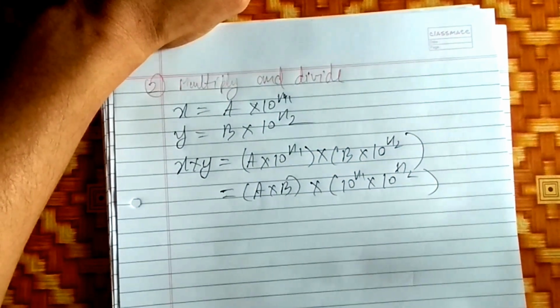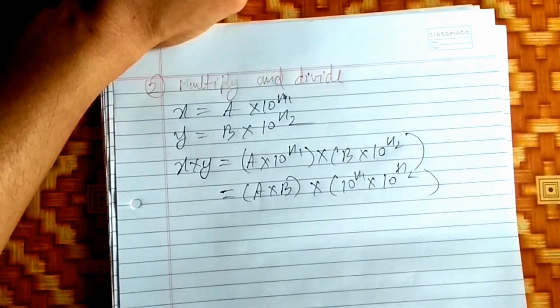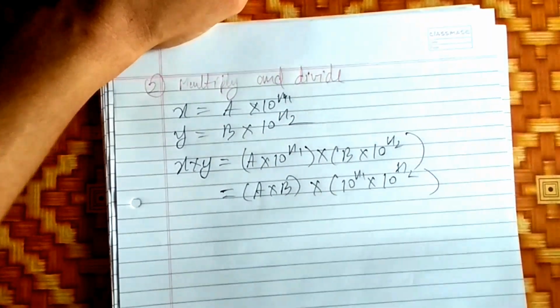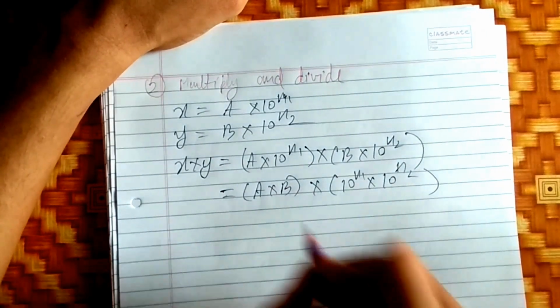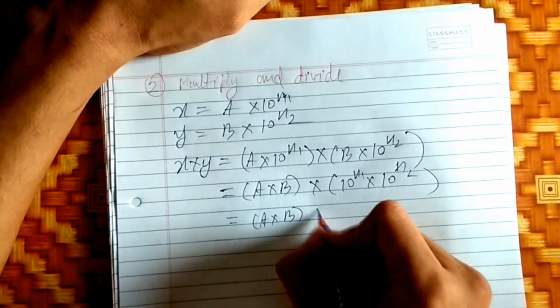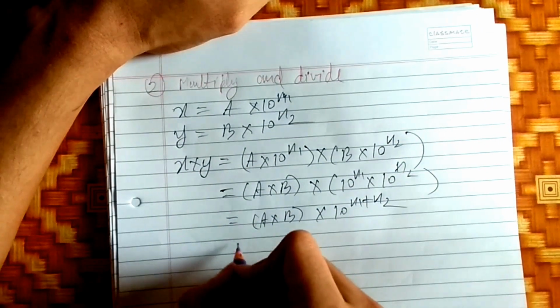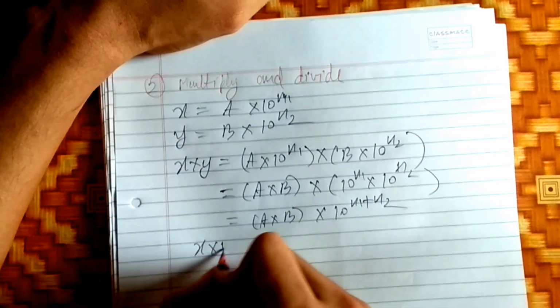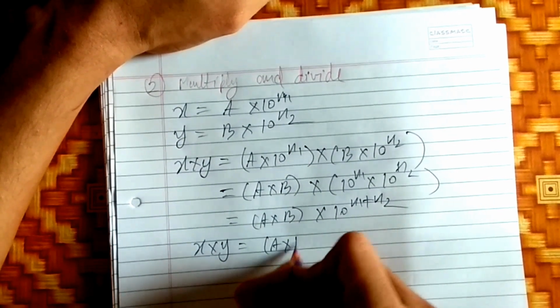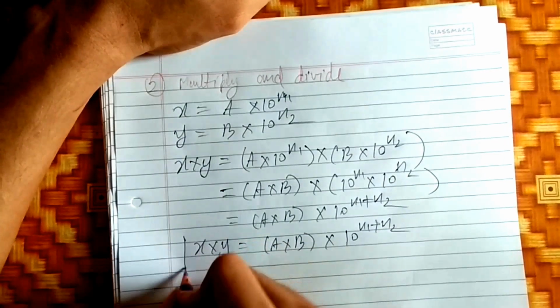Now we have studied in class 6 or 7 that if x to the power a is multiplied by x to the power b, then the product will be x to the power a plus b, if you remember. So this will be a into b into 10 to the power n1 plus n2. Okay, so x multiplied by y will be a into b into 10 to the power n1 plus n2.